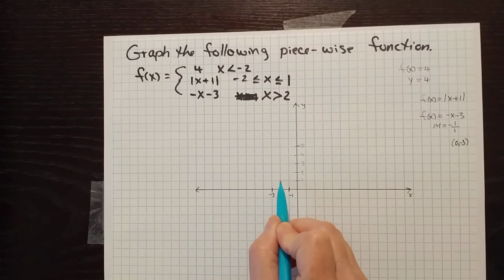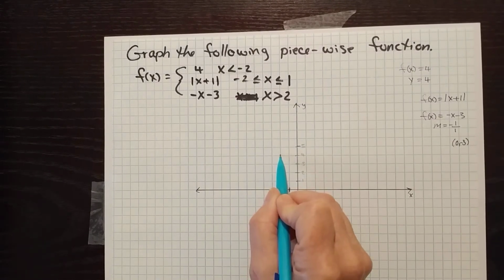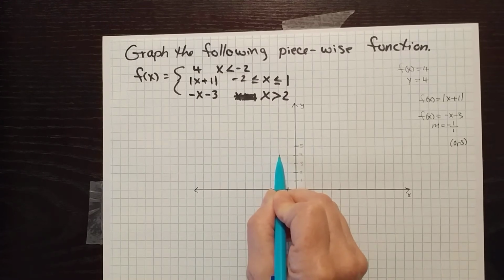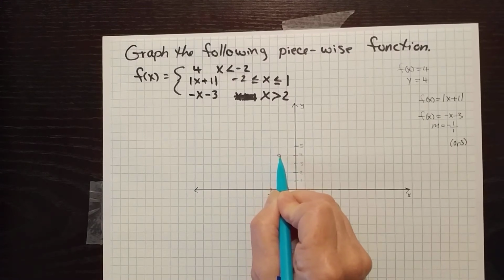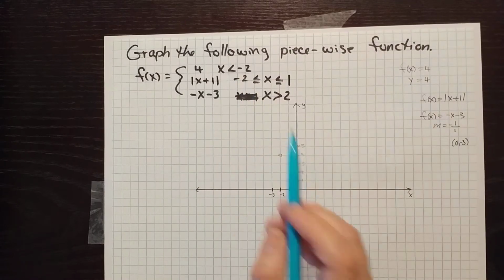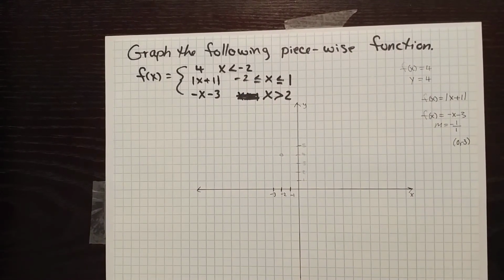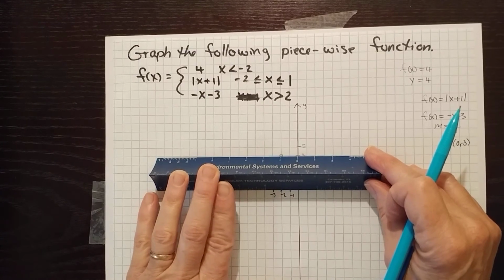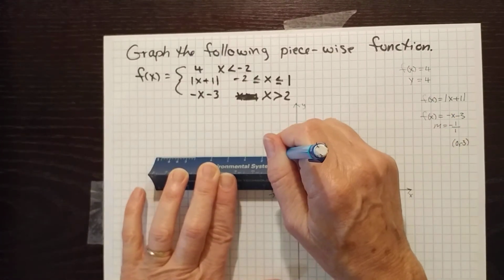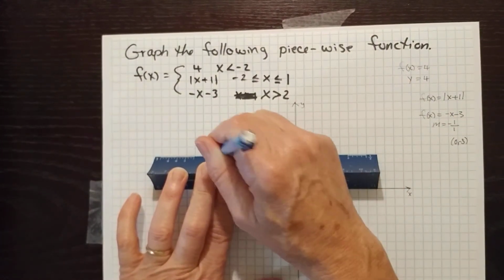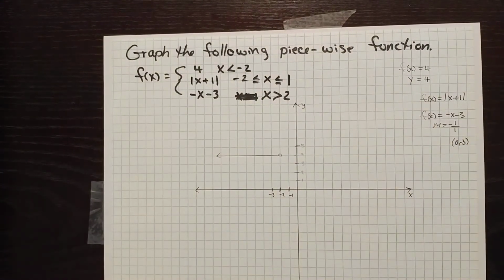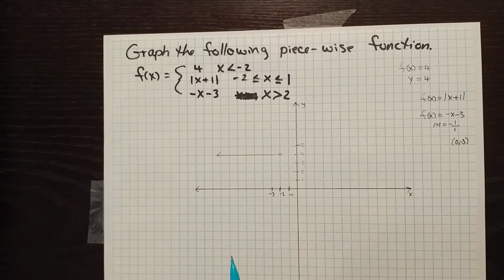So I come up here to 1, 2, 3, 4. This is the line y equals 4, but it only belongs, this is an open circle because I don't have an or equal to, and it only belongs for values of x that are to the left of that. So I'm going to use my ruler here, and try to be a little bit careful and draw. Here's my horizontal line, y equals 4, for values of x that are to the left of -2.